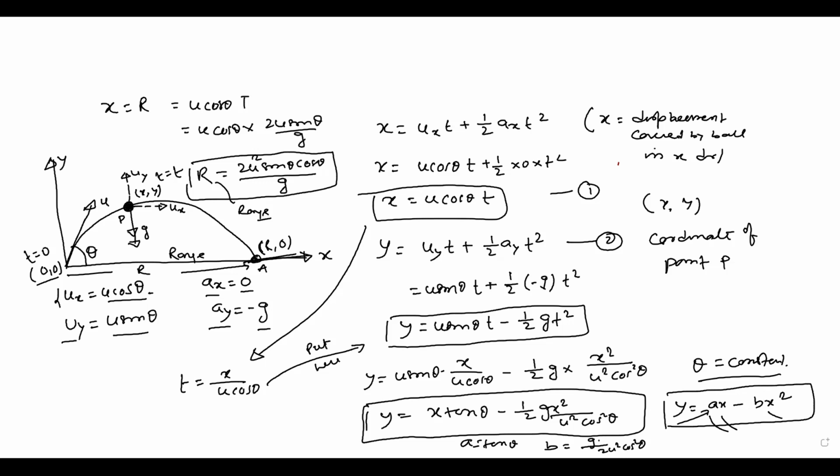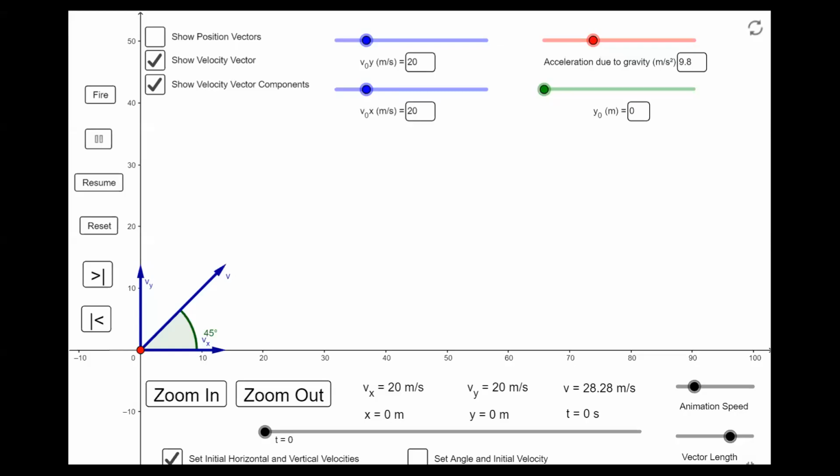Now let us try to observe the projectile motion in animation. We'll try to understand the motion. Suppose the velocity component of the projectile in the x direction is 20 and in the y direction is 20, acceleration due to gravity is 9.8, and the angle of projection that I have kept is 45 degrees. So let's see how it goes.